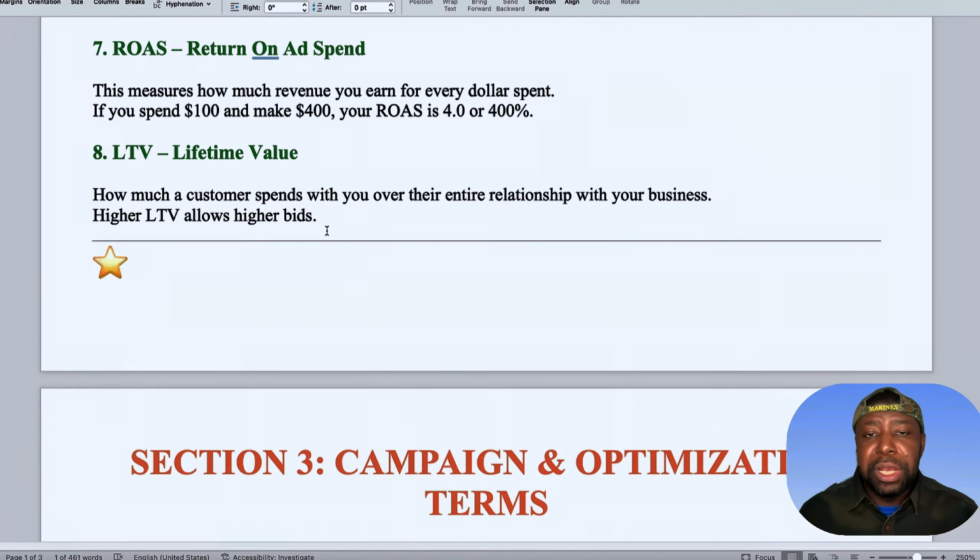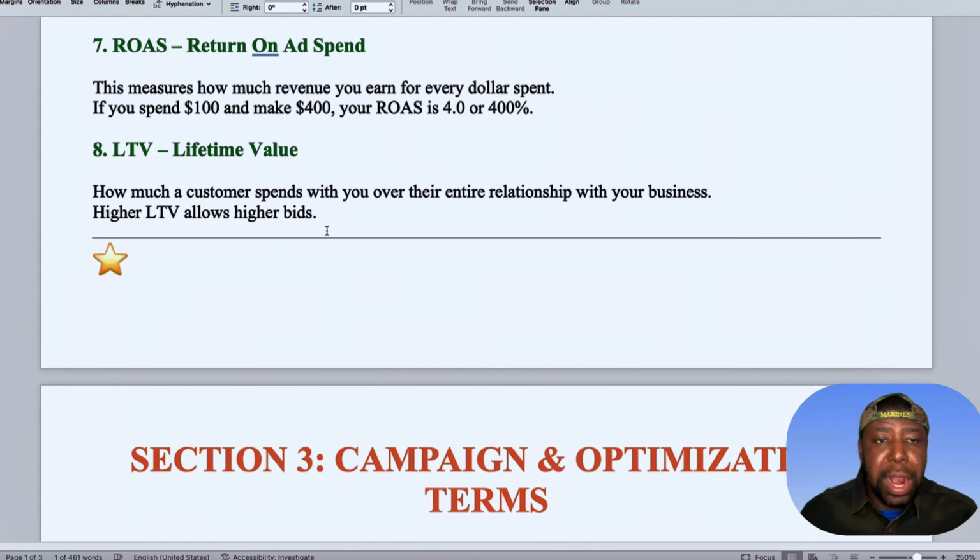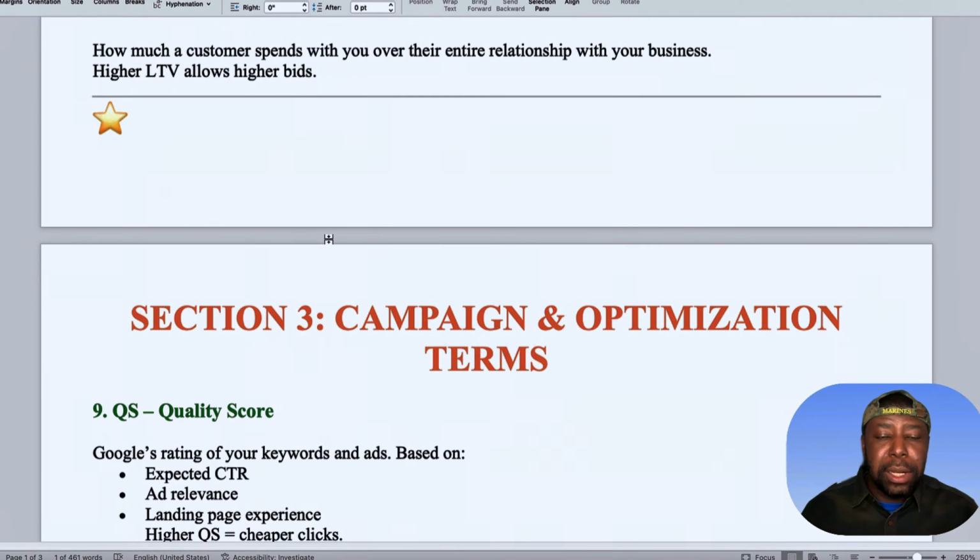All right. So Google measures this also within their ads, and it is how much a customer spends with you over their entire relationship with your business. LTV allows higher bids. So if someone coming through your business is going to spend about $400, repeatedly signing up or buying from you, you may want to spend more to acquire those customers. You check, for example, if they are going to spend on average 4 times buying from you or 5 times buying from you. You want to pay more to get them so that you can keep them and make more money. That's how an LTV is calculated.